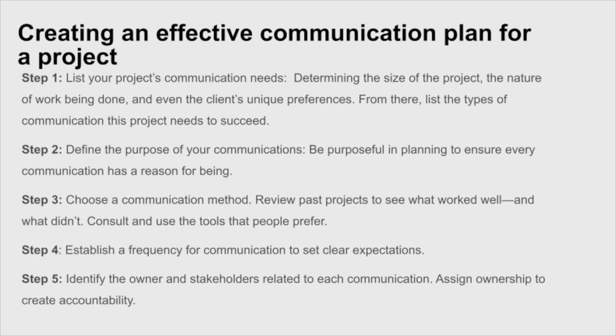The fourth step, we need to think about frequency. How often are we going to communicate? Do we set regular meetings? Normally, regular meetings would be helpful in order to ensure that there's a regular flow of information. We also need to think about identifying the stakeholders and who is going to get this information. We need to assign ownership and create some degree of accountability.